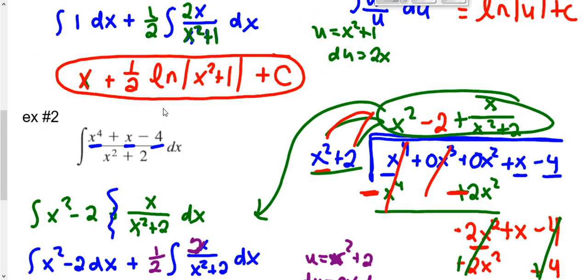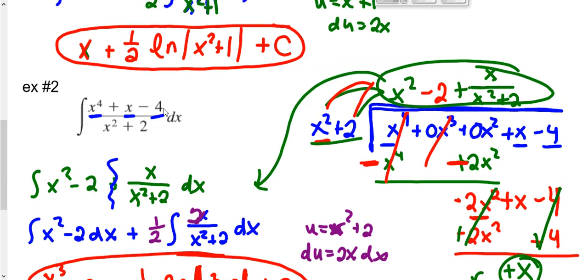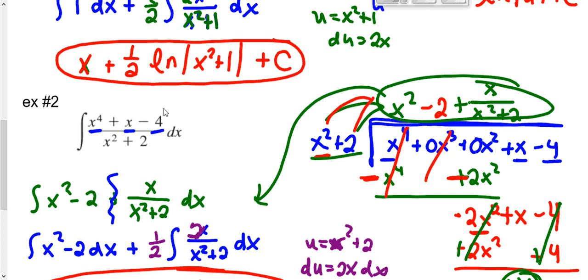Let me make sure I put absolute. I did put absolute value up there. Also, these could have gone because x squared plus 1 will always be positive. So if you just wanted to put parentheses there, that'd be fine because the absolute value isn't going to change anything if it's already positive. Now we are going to look at a couple more ways to integrate some indefinite integrals.